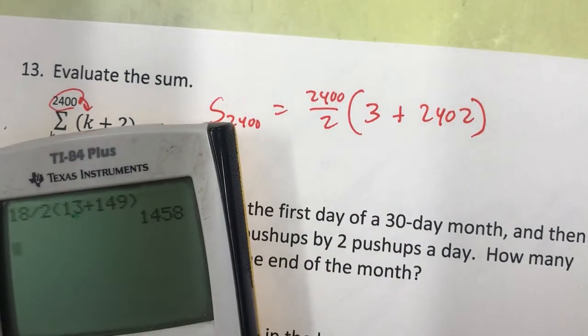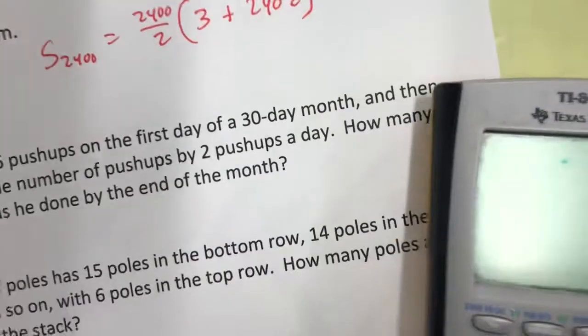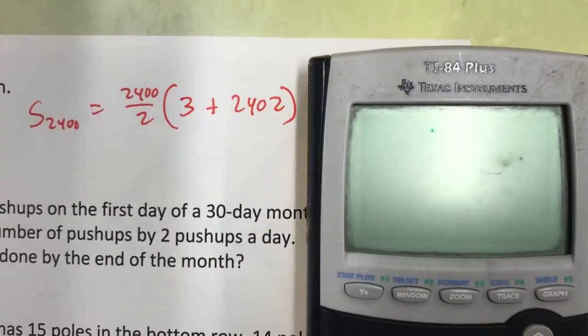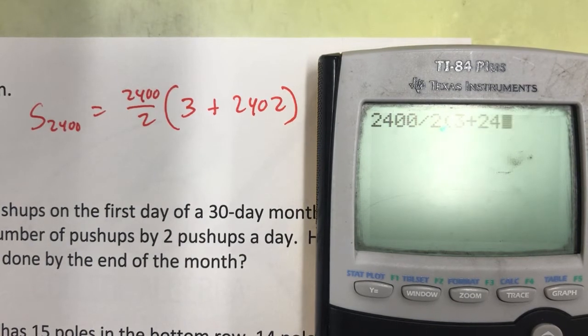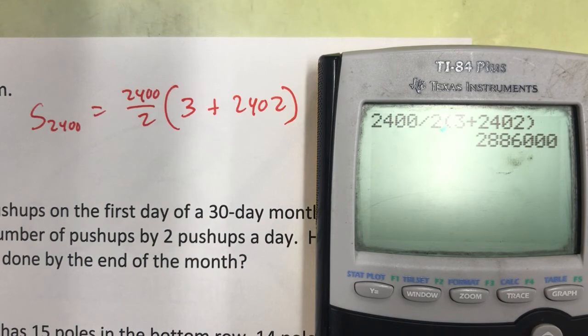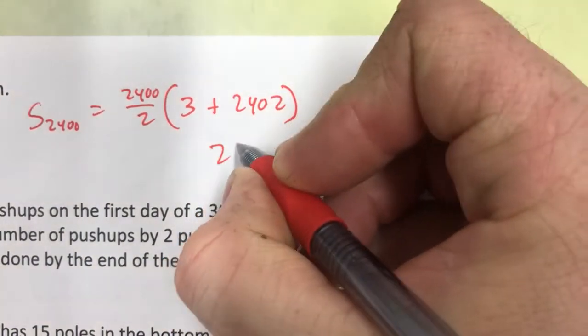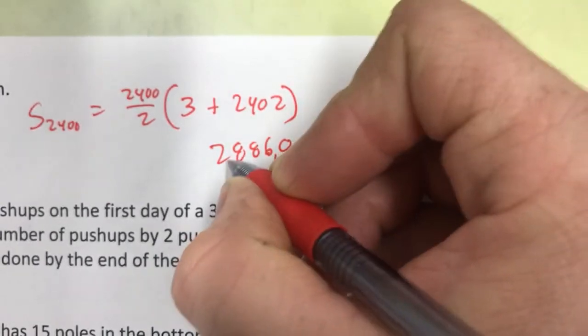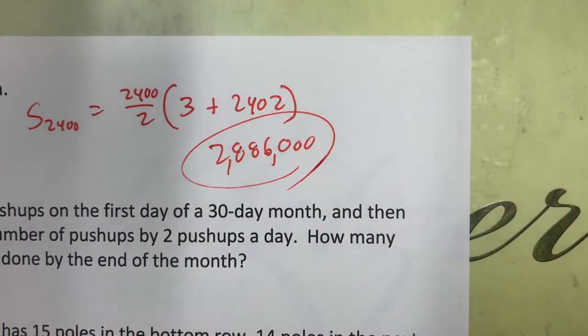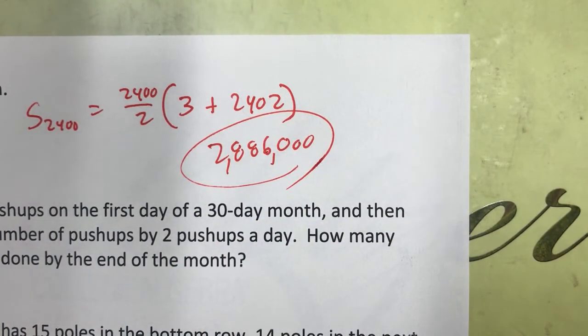Okay, so punch it in there. 2,400 divided by 2 times 3 plus 2,402. Okay, 2,886,000. And there it is. 2,886,000.